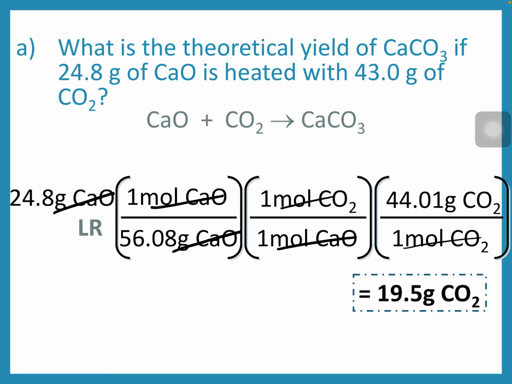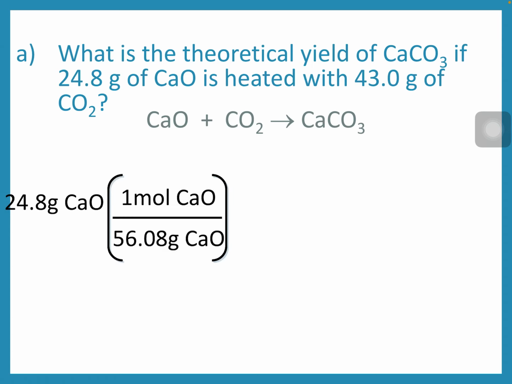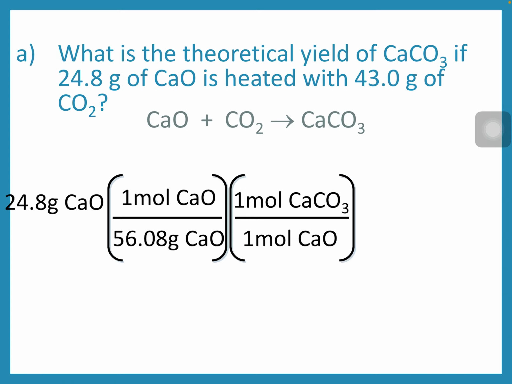Now here we're not asked how much we are in excess, so we don't need to do the 43 subtract 19.5. The important part here is to calculate in theory how much calcium carbonate will be created. We need to use the 24.8 grams of calcium oxide. So that's our starting point here then, is the 24.8 grams of calcium oxide. So the first part is all the same, 56.08 grams per mole for calcium oxide. Now mole to mole ratio from calcium oxide to calcium carbonate, so still 1 to 1.